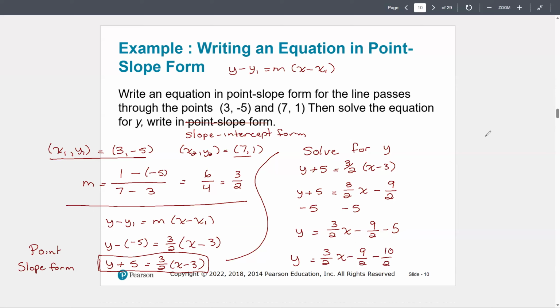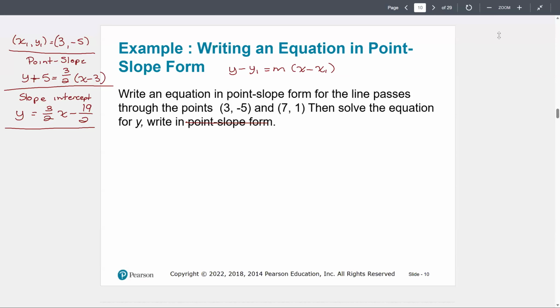Okay. So take a moment if you're writing this, you might want to pause because I'm going to go back and show you what would happen if I use the other set of points. Okay, so when we use x1, y1, we said it was going to be 3, -5. This was our point slope form, our slope intercept form.